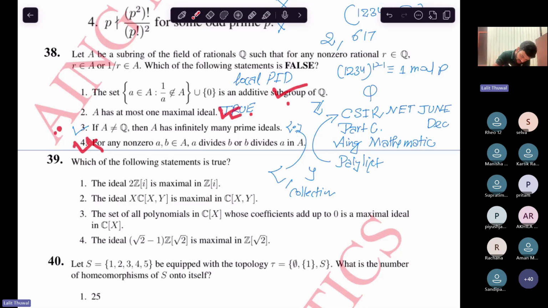That's why this is the only option which is false. But if you know the advanced algebra, then you can quickly solve such kind of questions. In your MSc, you can learn all those things. That is not something advanced which you learn in your PhD.